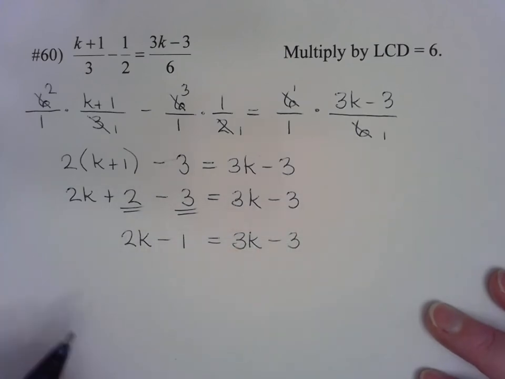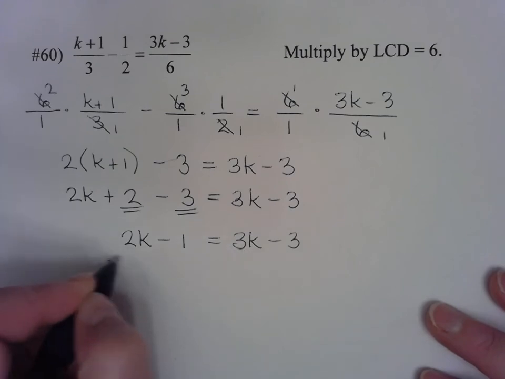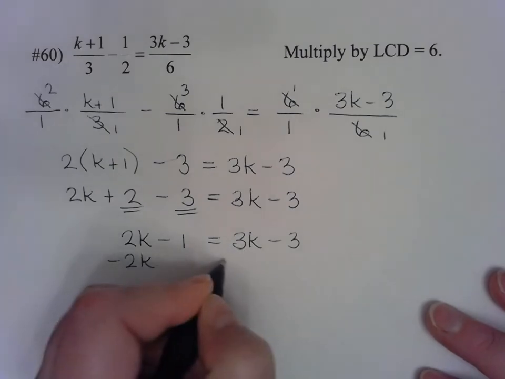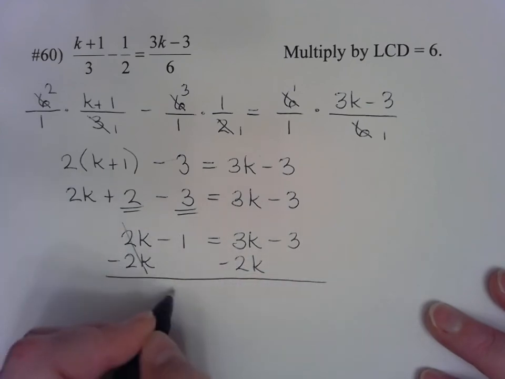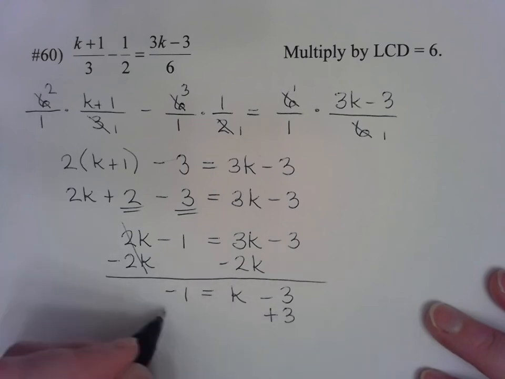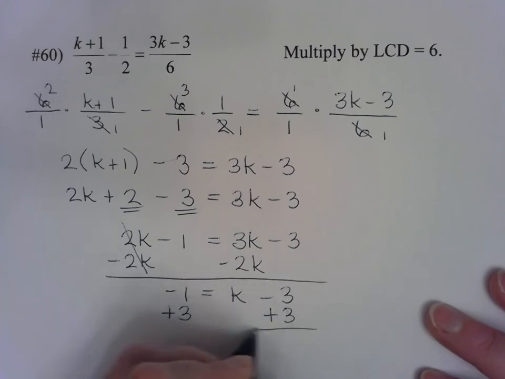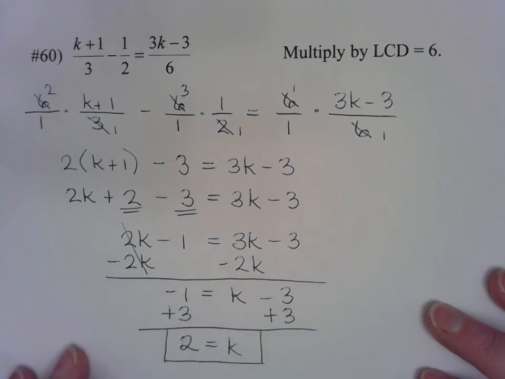Then we want to get all the k's together on one side. Since 3k is bigger, I'll go ahead and subtract this 2k over to the right. And 1k, or just k, would be the same, right? And then I want to get it by itself, so I'm going to add 3 over to the left. And so it looks like I turn out with k equals 2.